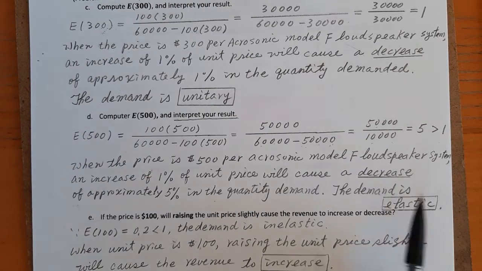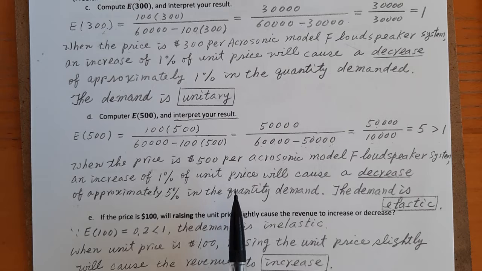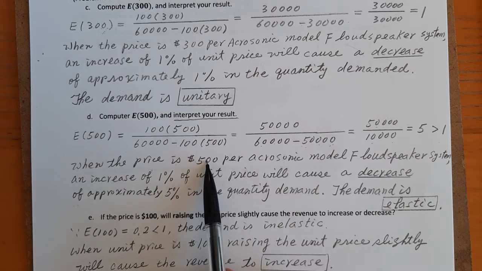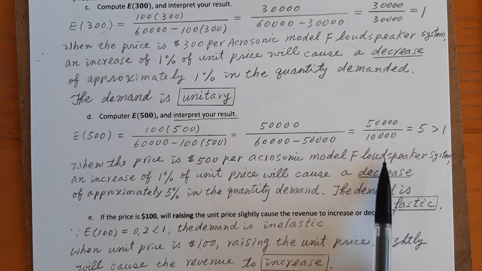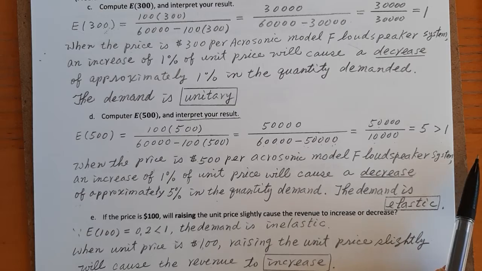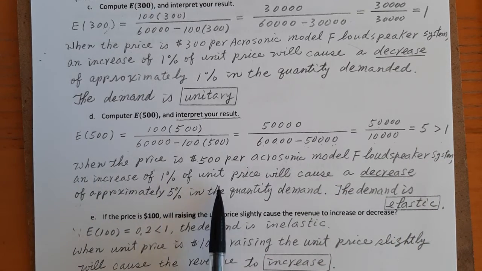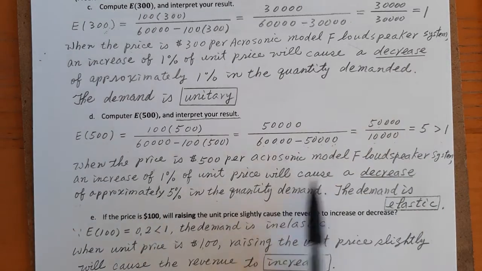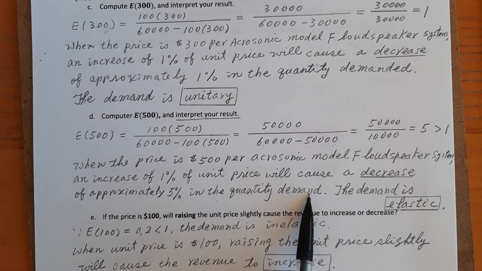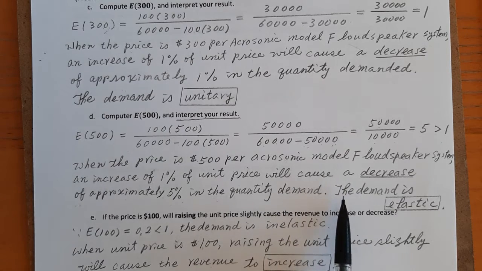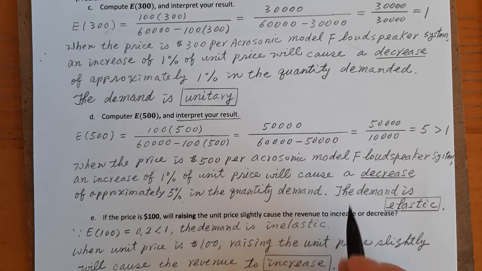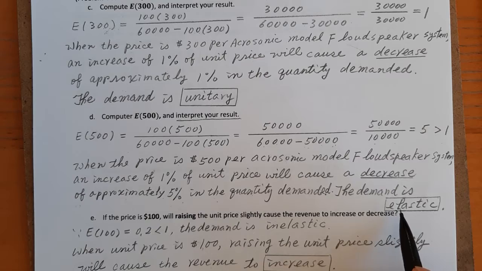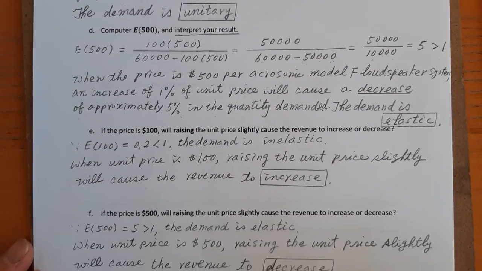And what does this mean? Interpret your result. When the price is $500 per unit per speaker, a loudspeaker system, an increase of 1% of unit price will cause a decrease of approximately 5% in the quantity demanded. And the demand is elastic. Then next.